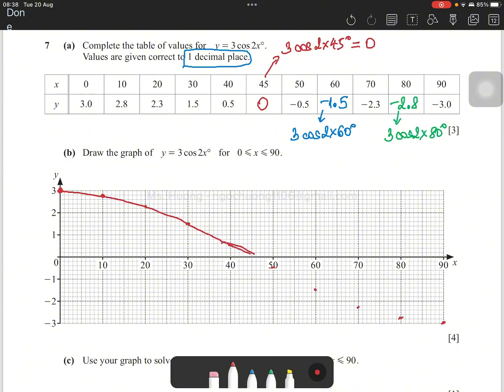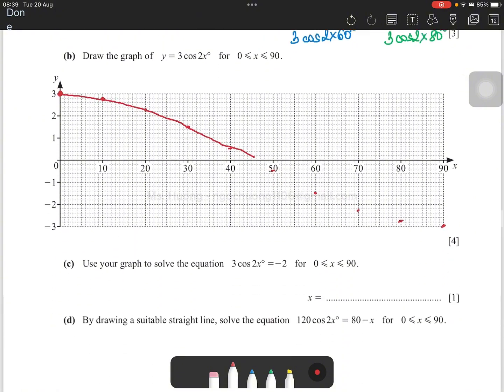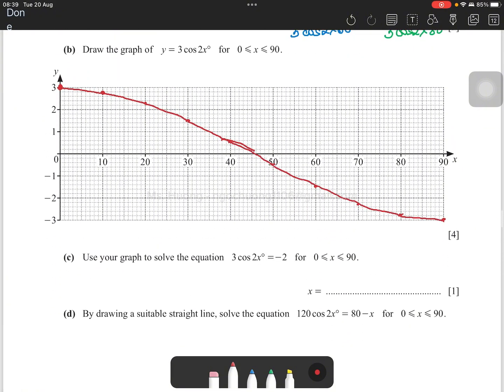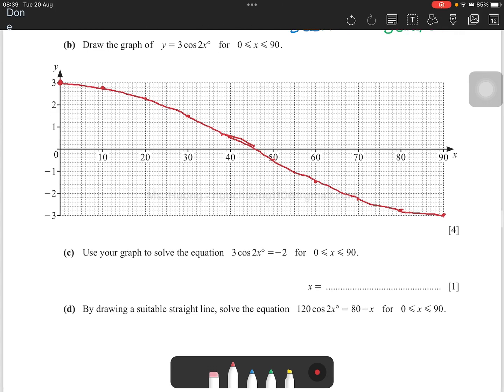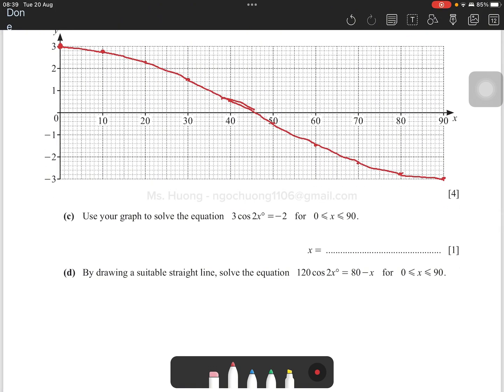To complete the graph of y equals 3 cos 2x. C. Use your graph to solve the equation 3 cos 2x equals -2. So the solution of this equation will be the intersection of the two lines, y equals 3 cos 2x, which is what we just drew, and the line y equals -2, which is this blue line.